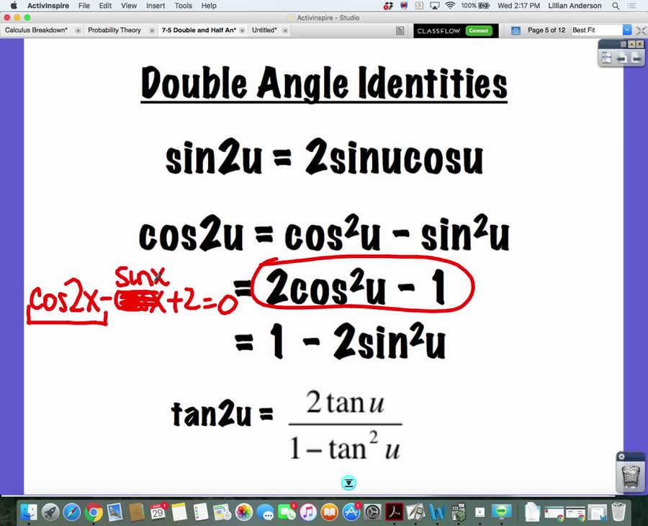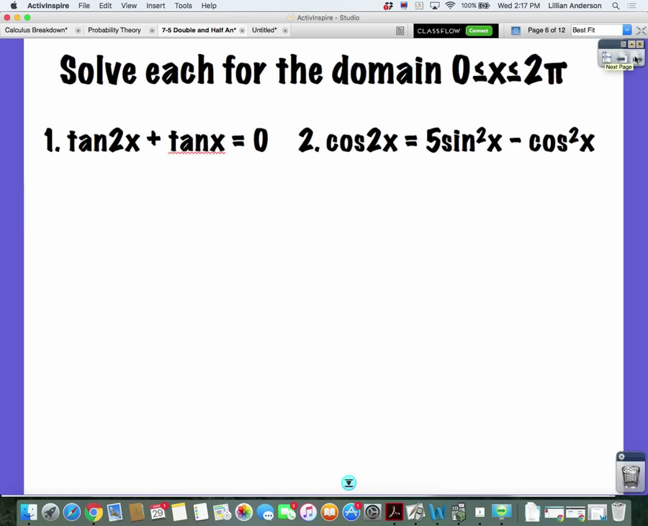Alright? Let's look at some equations. This should span between pages 41 and 42. Okay? So, if you want to make 41 all your double angle, that's fine. 42 all your half angle, that's fine. But make sure we're using 2 pages, 41 and 42 today. We're going to solve each of these equations for the domain 0 to 2 pi.